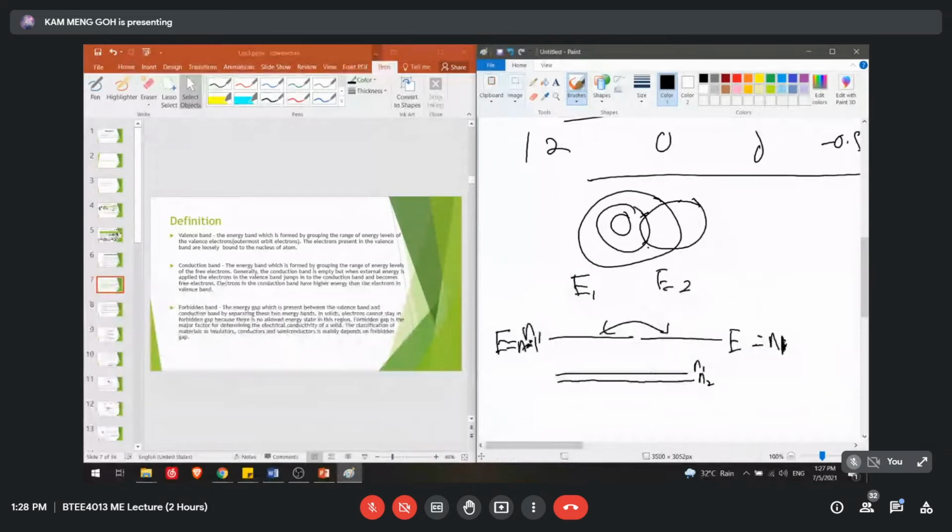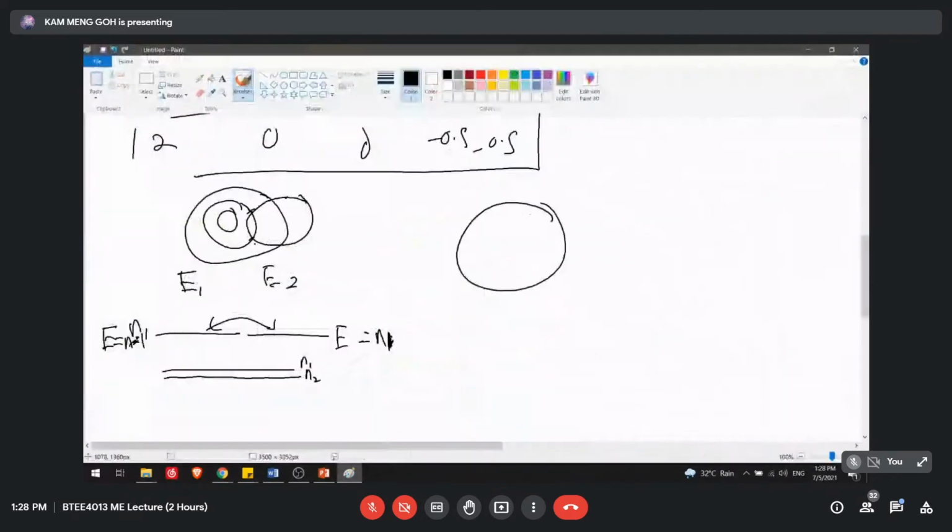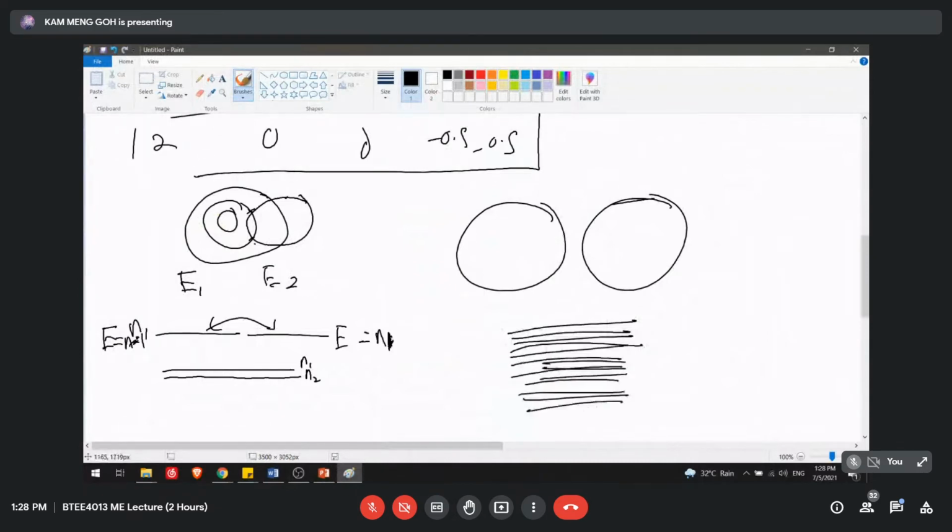Imagine if you have many electrons, let's say in, I don't know, orbit 32 or orbit 36, there are a lot of electrons. When they intersect together, the energy will keep on splitting until it forms a big gap. Inside this gap actually are N1, N2, N3 until Ni, something like that. In this situation, they will form a gap.